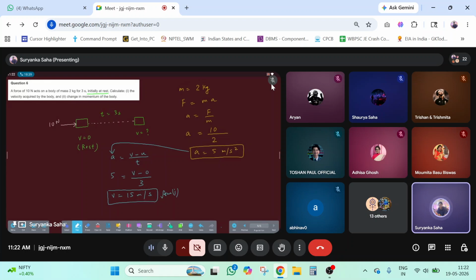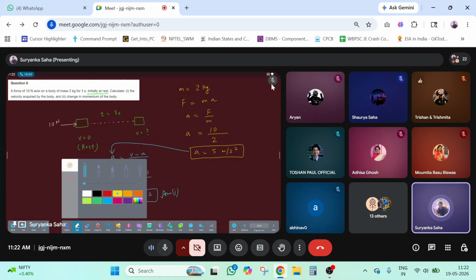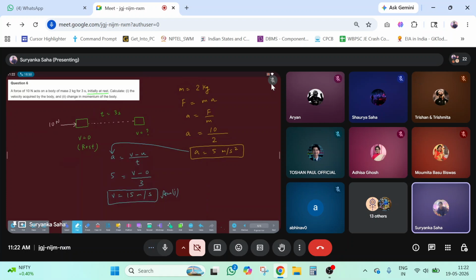Change in momentum of the body. Very good. So change in momentum, mass is the same. Let me write here: change in momentum will be mass into delta v. Basically, look, they have not asked the rate of change of momentum.